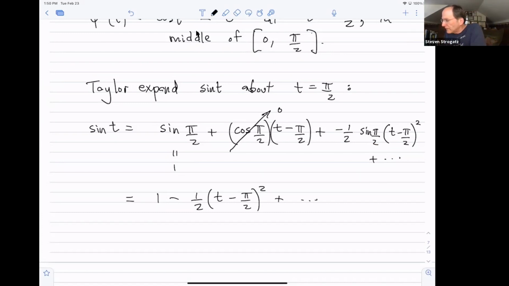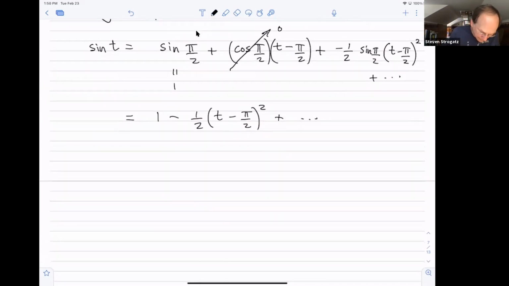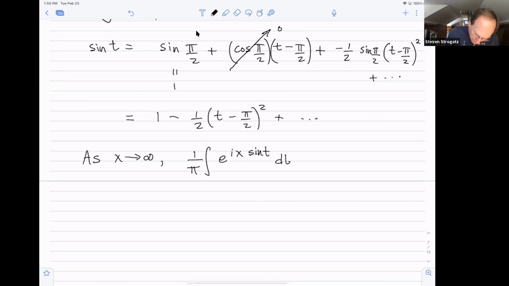Okay, so I have that. And now let's put that in the integral. All right, so then the idea is that as x goes to infinity, the integral we're interested in, we'll take the real part later. For now, let me just work with 1 over pi integral e to the i x sine t dt from 0 to pi.